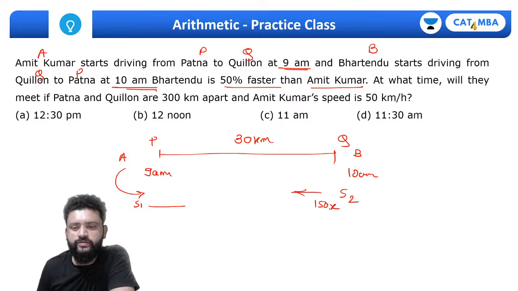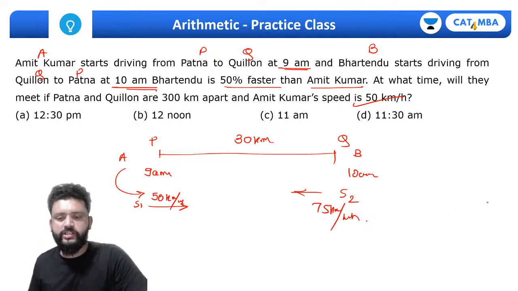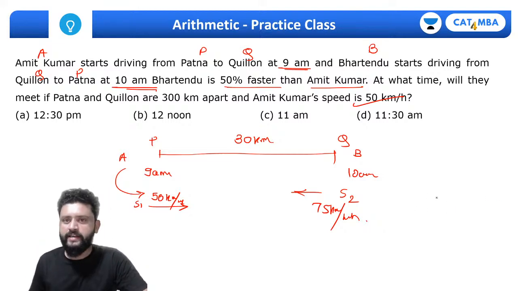Actually, we need not take these values. Amit Kumar's speed is already given, it is 50 km per hour. So this has to be 75 km per hour. The easiest question you can have. Tell me Megha, Ashish, what is the answer to this? What happened, no answer has come for this one either.